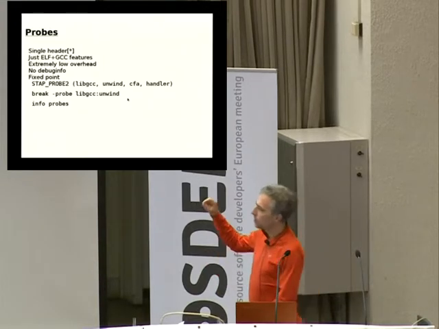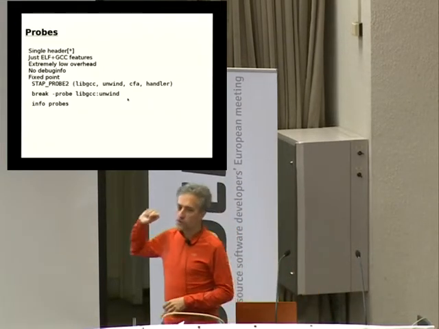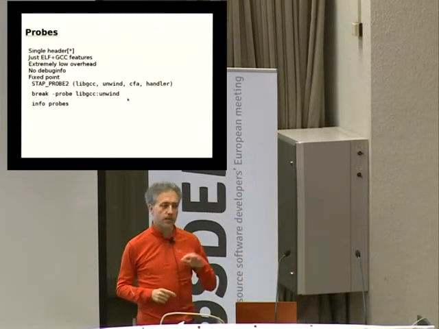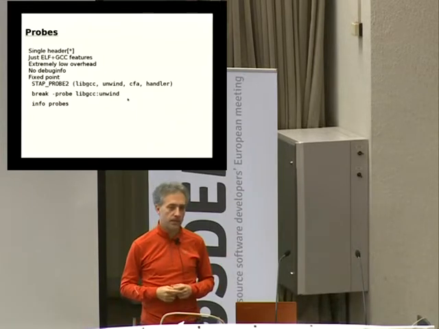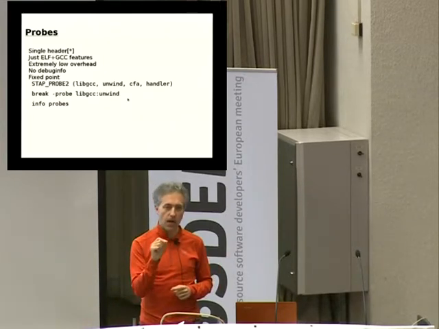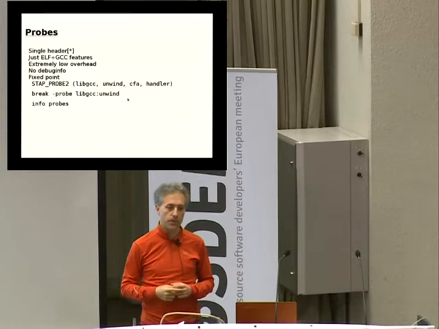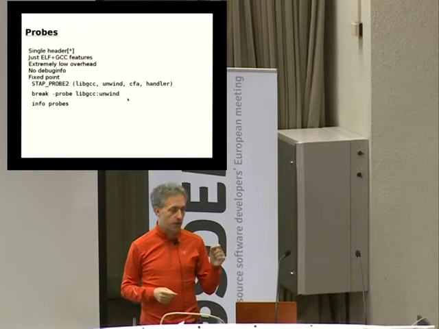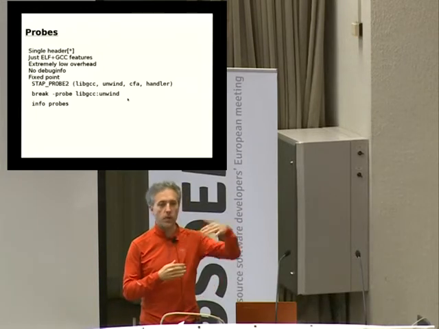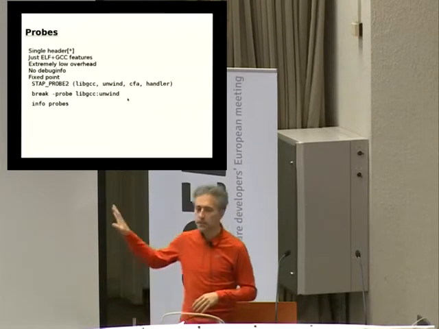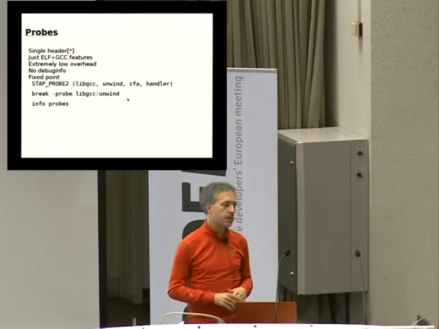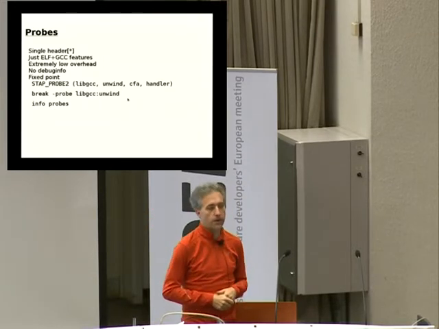And probes can have arguments, and if you choose your arguments carefully, there's no penalty at all for that. If you make sure that your arguments are live at the point at which you insert your probe, the compiler doesn't have to do anything special. And really, your probe is just a single no-op with no overhead for computing the arguments. What that means is you can use these probes in hot functions. It's totally fine.